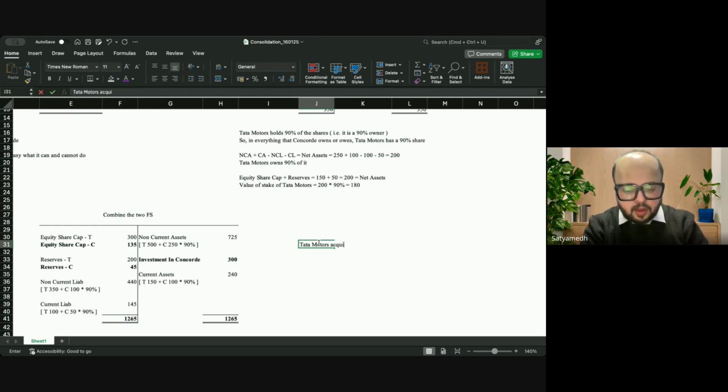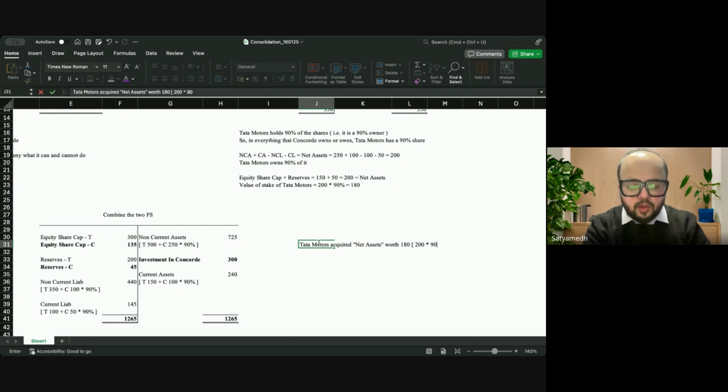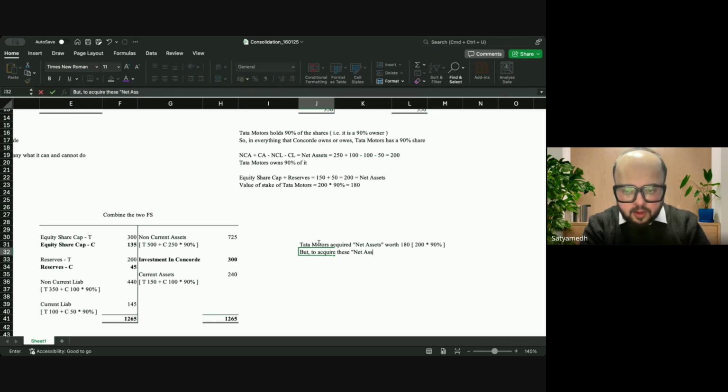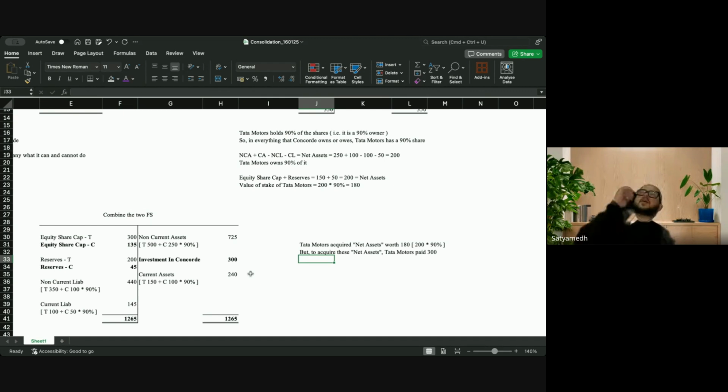Tata Motors acquired net assets worth 180. How did this 180 come about? 200 into 90%. Tata Motors acquired net assets worth 180, but to acquire these net assets, Tata Motors paid 300. Okay, here you can see 300. This is the amount that was paid by Tata Motors to acquire a 90% stake in Concord.